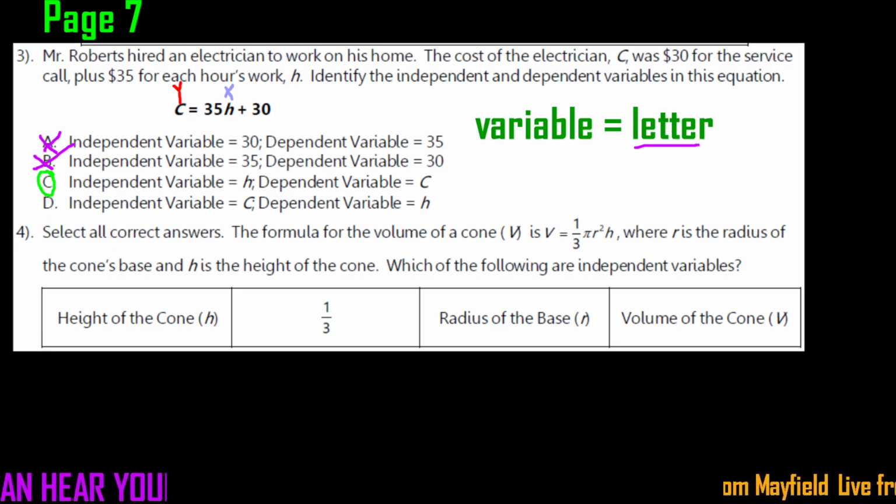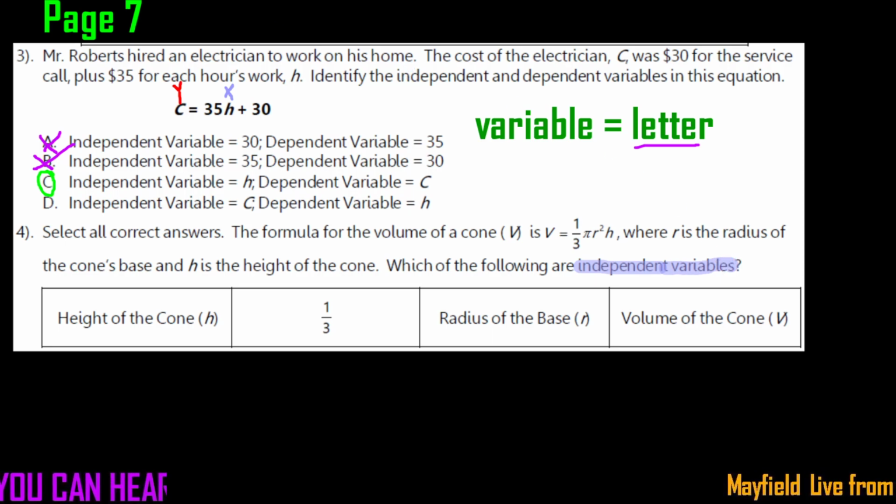And for the last one on this page, it says select all correct answers. The formula for the volume of a cone, V equals 1/3 times pi r squared times h, where r is the radius of the cone's base and h is the height of the cone. Which of the following are the independent? So we're looking for the independent variables in this one.